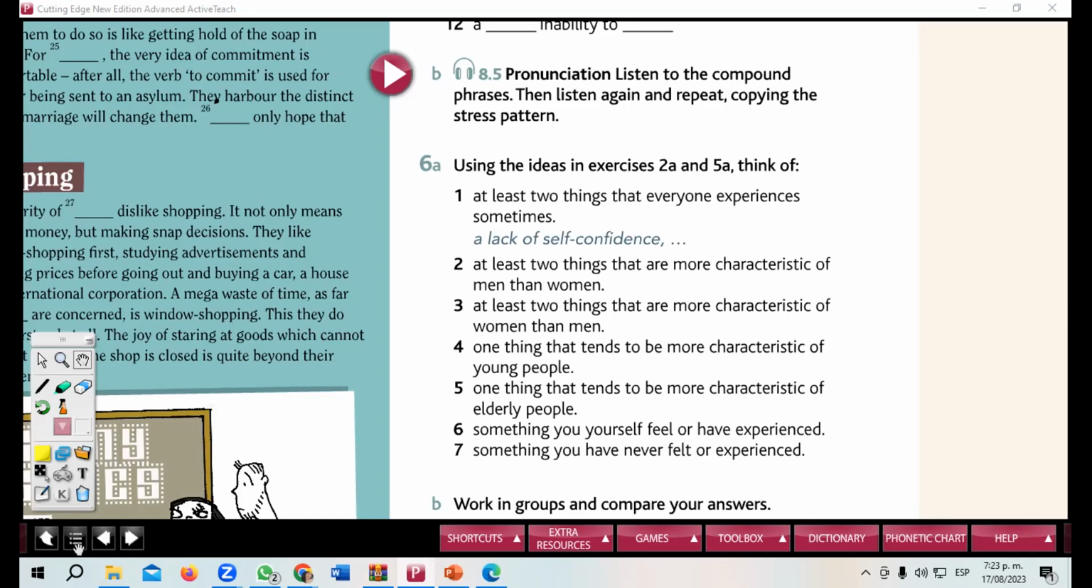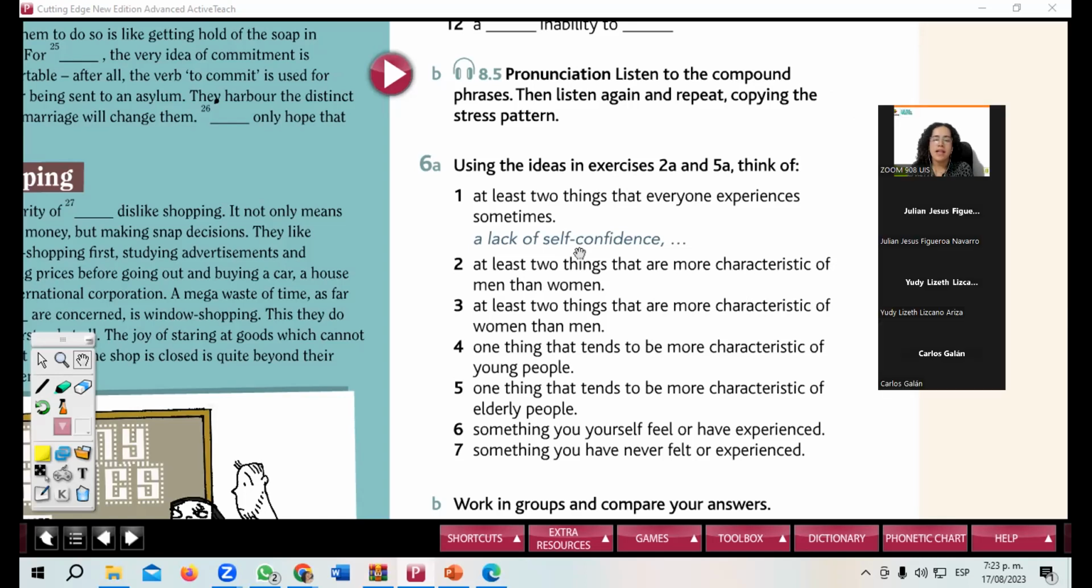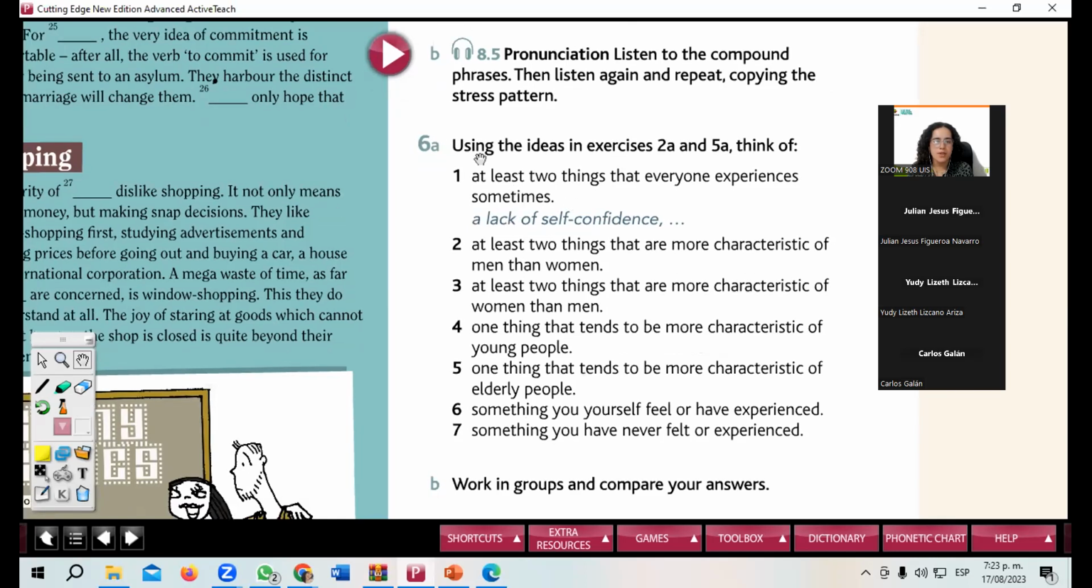Okay, so let's start with maybe Maveli. For the first question, some things that everyone experiences sometimes, we have already a lack of self-confidence. What else did you put here in the first one? Sorry, teacher, the first? Yeah, the first. Okay, I didn't complete the first. So let's do the second one.